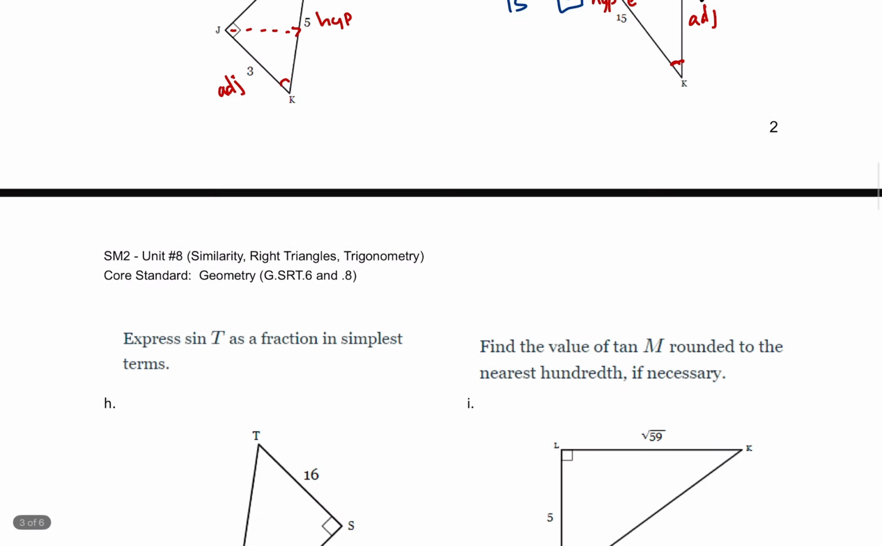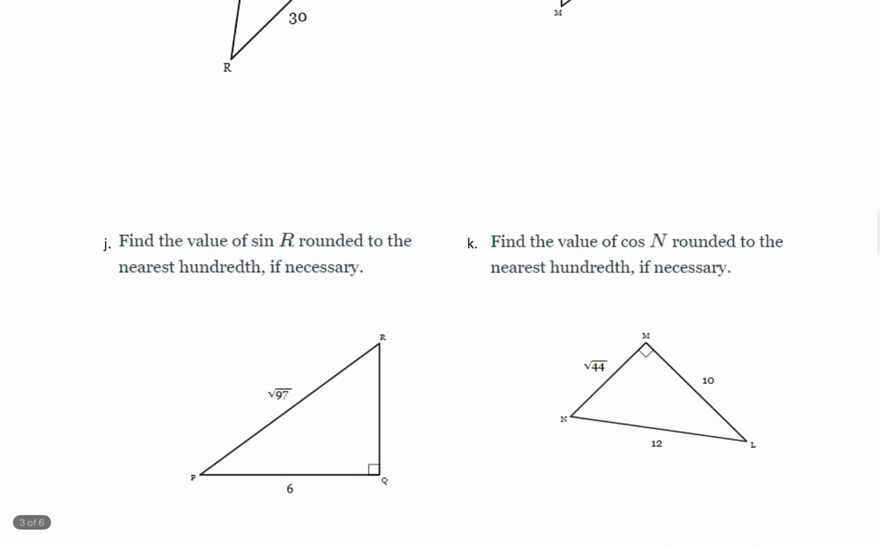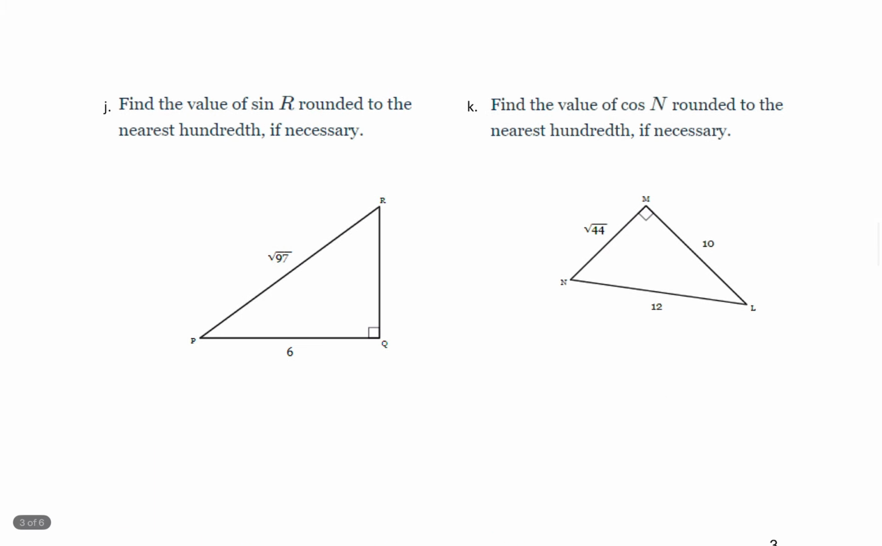Okay, now we're going to skip H and I, and J and K are going to be partner practice. So complete these, and then come get it checked off and get a stamp when you're done.